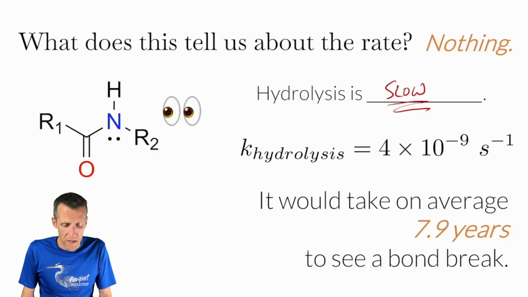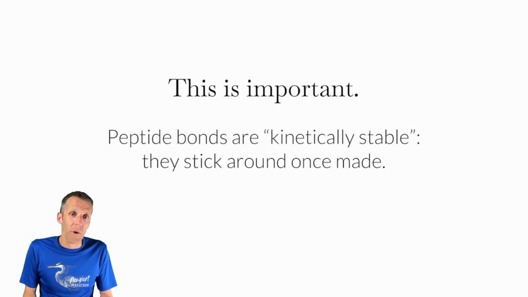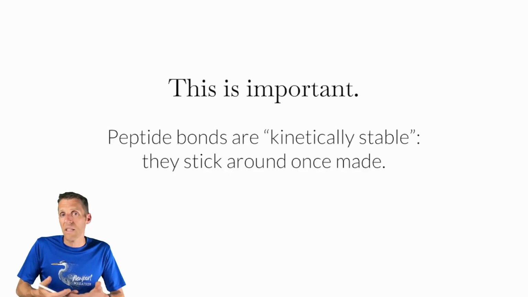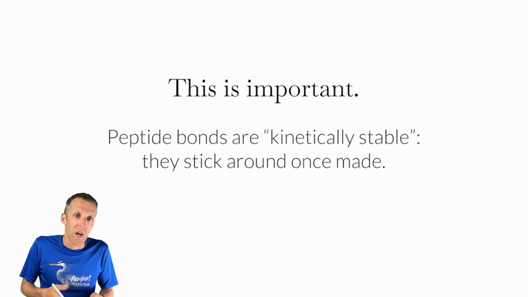So that's pretty good, right? What this means is that the peptide bond is kinetically stable. It sticks around once it's made, right? So a cell might spend some energy, build a peptide bond. Once that peptide bond is built, it's stable for 8 years or so before it's going to break.